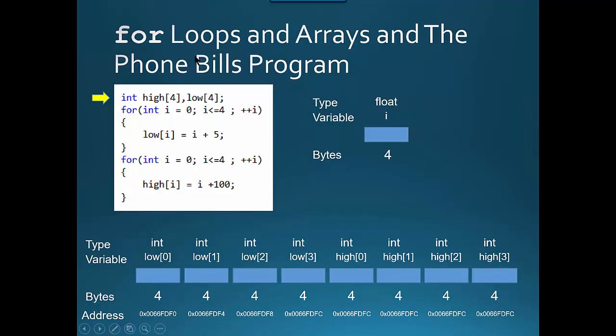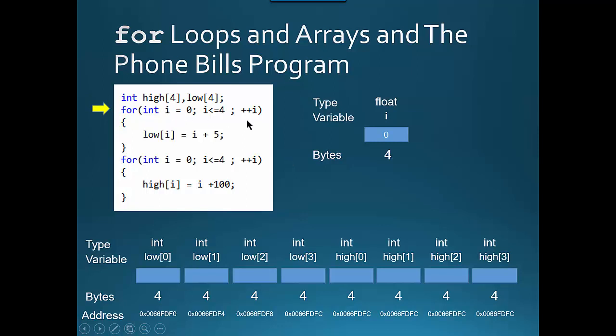So here's an example. Here we have 2 arrays, high and low. Both have 4 elements in them, and we have 2 loops. Notice that the condition is I less than or equal to 4, and since arrays are 0 indexed, this will cause it to go from 0, 1, 2, 3, which are valid indexes for these arrays, but then it goes on to 4, which is 1 beyond the end. This code just assigns a value into the element just so we can see what happens. And this is what will happen.